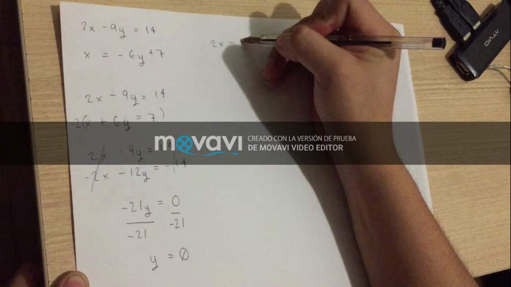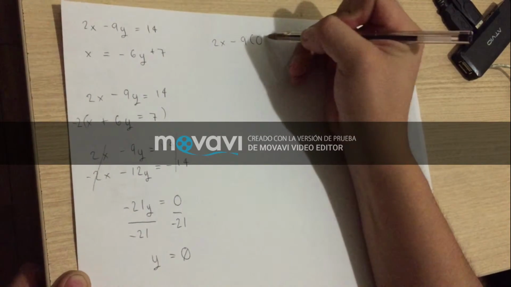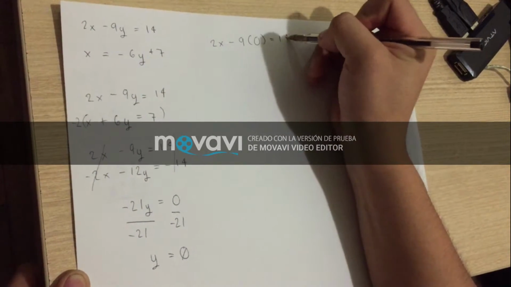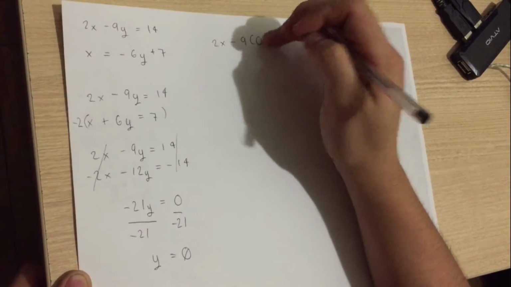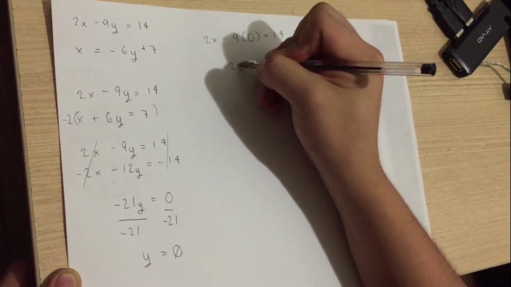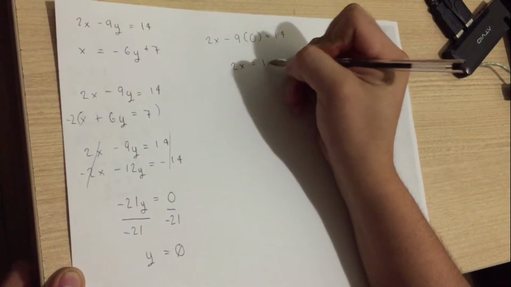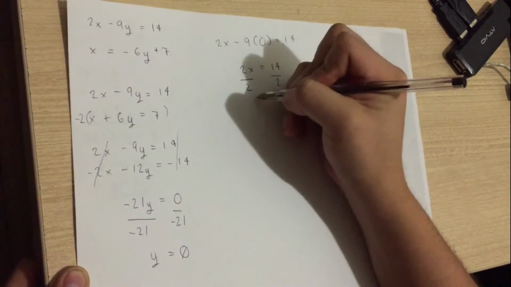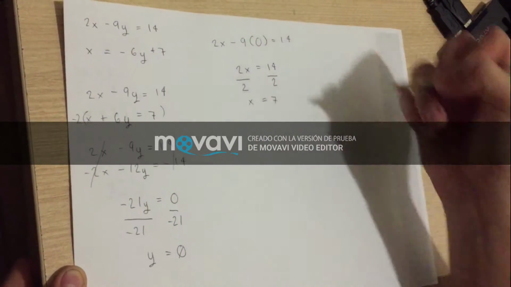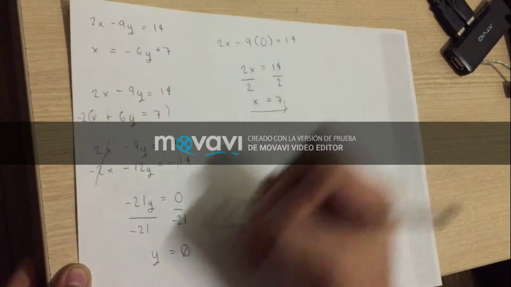2x minus 9, replacing the y for a 0, equals 14. We're gonna leave the variable. We'll multiply these two, well, it gives us 0. 2x equals 14. Now we're just gonna divide the 2 by 2. X equals 7. That's it. We have the two answers.